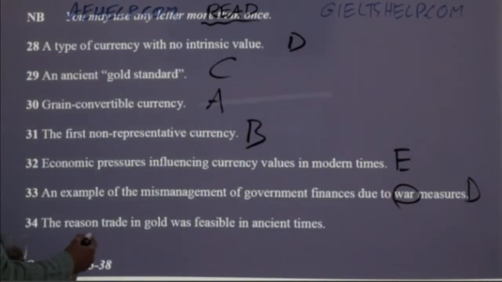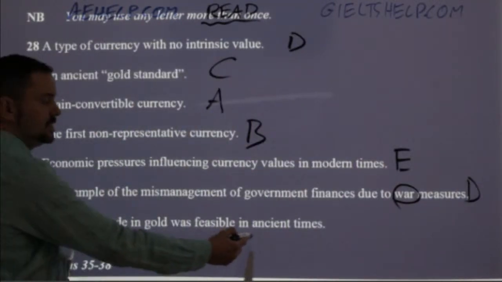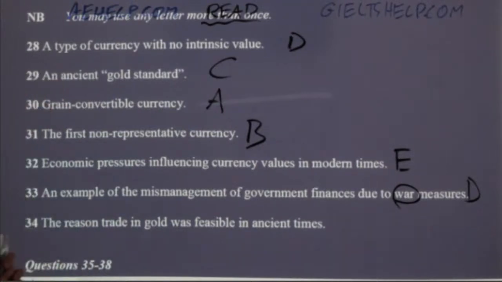The reason trade in gold was feasible in ancient times. Okay, and that was an interesting one. That shouldn't be too bad because it was really one paragraph that emphasized very clearly the trade of gold. So 34, I think, is not too bad. I think 33 and 31 are the most challenging questions here.